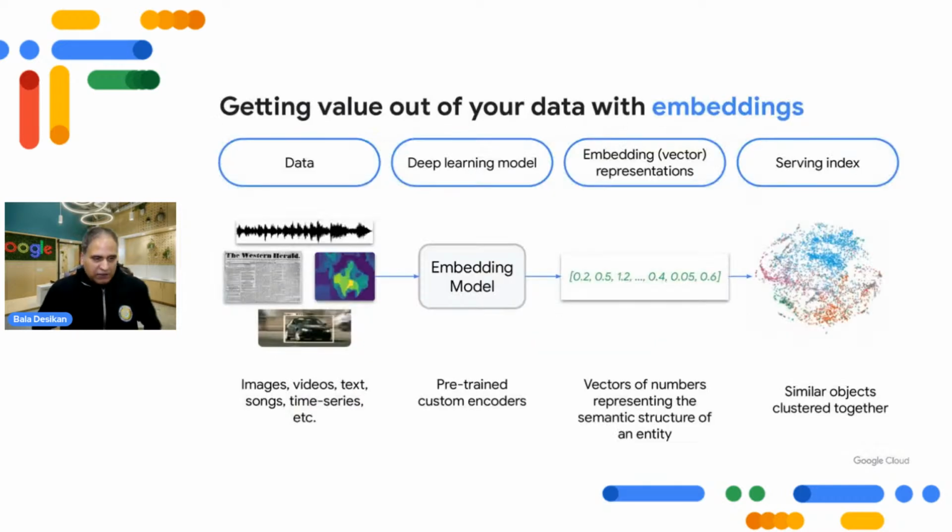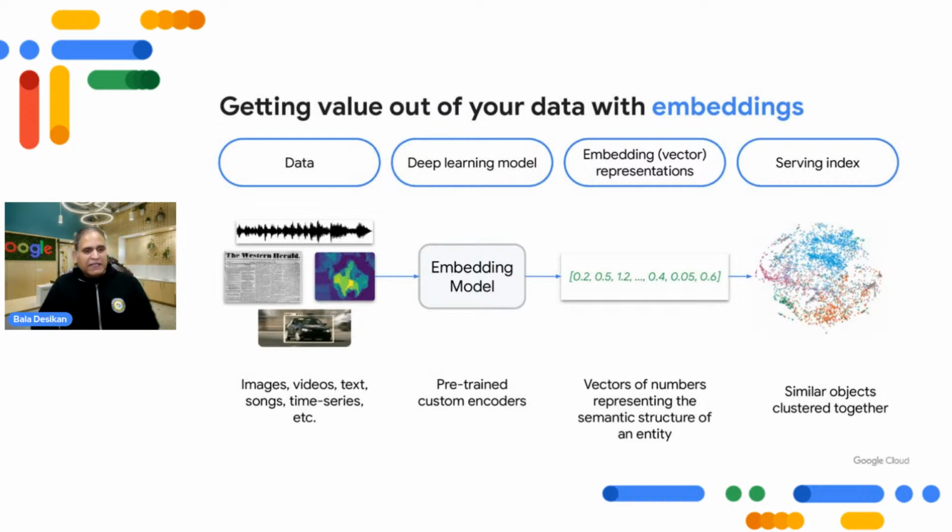And how do you get value out of your embeddings? We talked about multimodal data, and structured and unstructured data. You bring all your data and feed it to your deep learning model. These are pre-trained or custom encoders. They take all this raw data that you put in, and come out with vectors of numbers representing the semantic structure of the entity. Once you get the vector representations, you have to store them somewhere, create an index on top of it, and then serve this index as an endpoint.